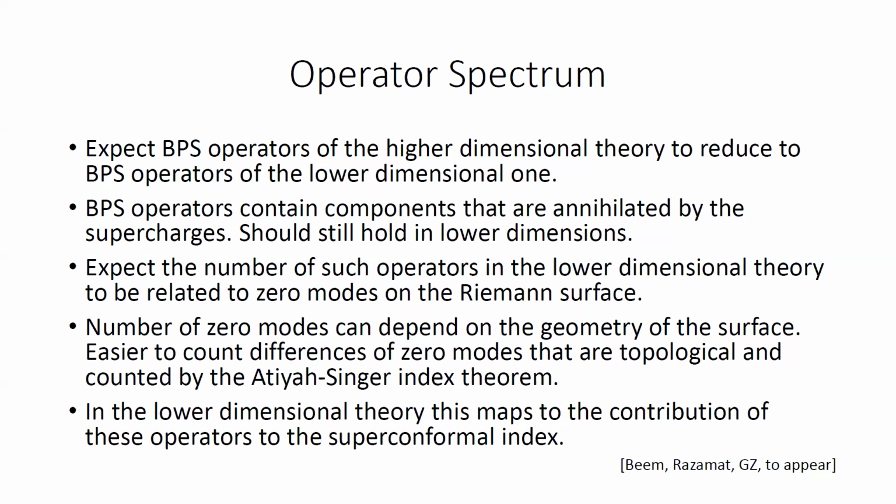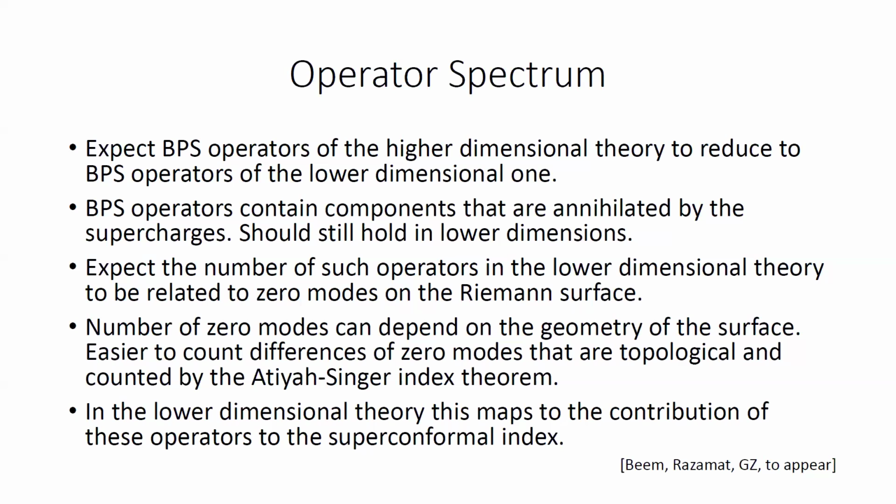To give a simple example, the number of zero modes of a left-moving or right-moving Weyl fermion is not protected. I can obviously change them continuously by introducing a mass, but the difference is protected because it's related to the index of the Dirac operator. So you can then ask, okay, if this is some protected quantity, it should match some protected quantity in lower dimension. And there is a natural protected quantity associated with BPS operators in lower dimension, and that is the contribution of this operator to the superconformal index.